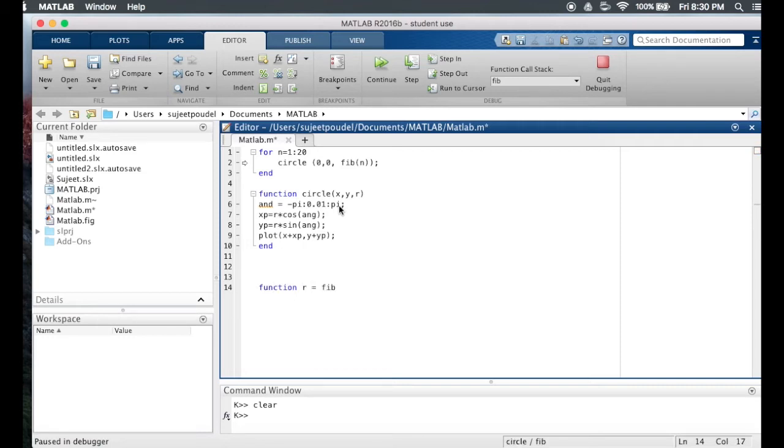Hi everyone, today I'm going to show some circles that have radius generated from the Fibonacci series. Let's define a for loop that loops 20 times, which is going to generate 20 circles. And I have created a function called circle that plots various circles, and I have also made a function fib that generates the Fibonacci series by using recursion.